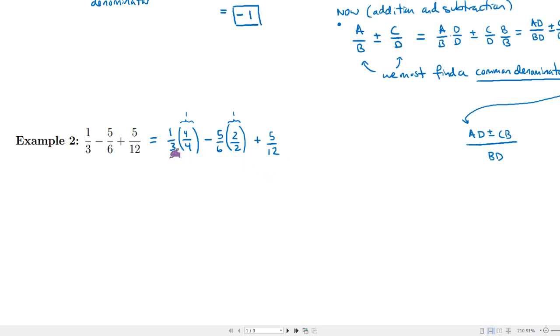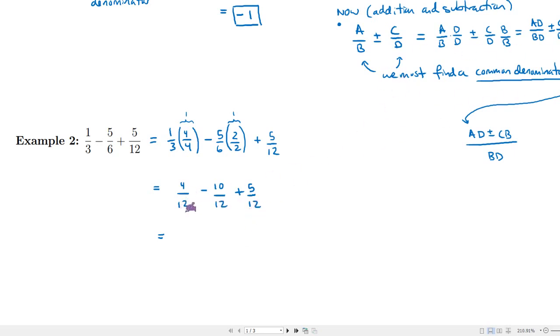Okay, so when you first learn this, it's a little bit strange, but in this next step, it'll be clear why you did that intermediate step. Simplifying and now using our previous knowledge, when you multiply fractions, we just multiply the numerators, which is 4, multiply the denominators, which is 12, and then we'll have minus 10 over 12, and then plus 5 over 12. Okay, and now we have this common denominator that we were referring to up here.